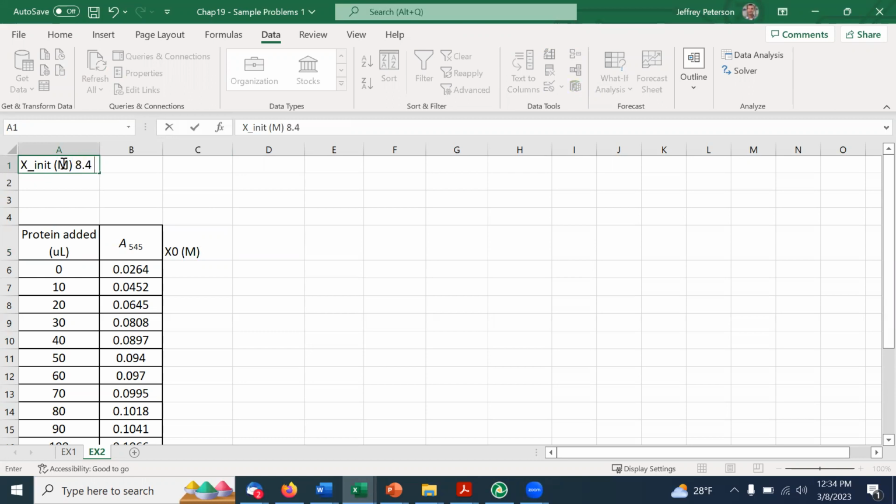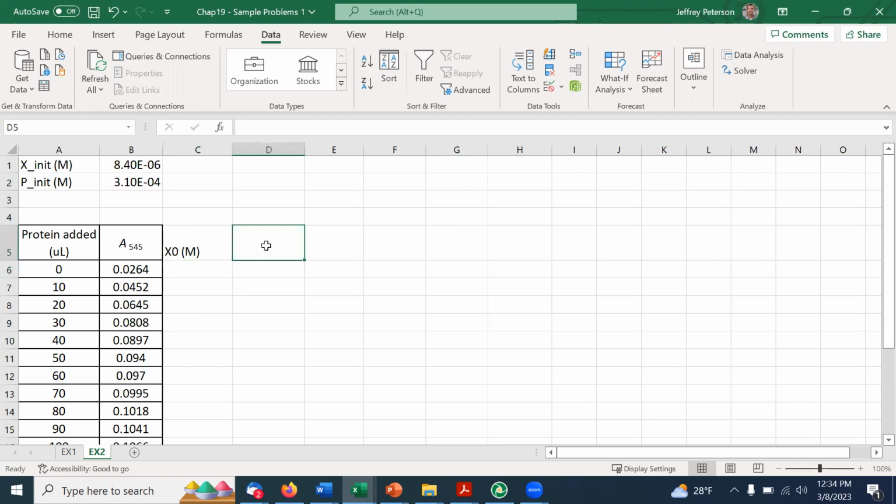8.4 e to the minus 6. So that's the dye concentration, the ligand. The protein concentration initially is also given in the problem, 310 micromolar. This is 310 e to the minus 6. So given those concentrations, I can figure out the initial concentration of ligand and the initial concentration of protein.